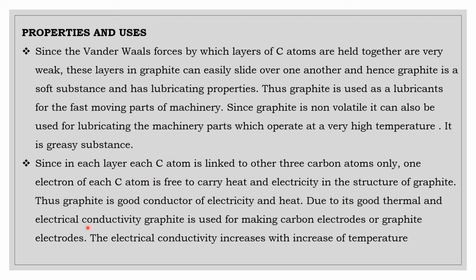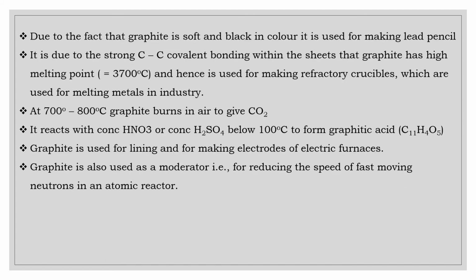Due to this electrical and thermal conductivity, graphite is used in making carbon electrodes, or graphite electrodes. Graphite is very soft and black in color, and hence it is used in the manufacture of lead pencils. It is due to the strong covalent bonding within the sheets that graphite has a high melting point, and hence it is used in the manufacture of refractory crucibles which are used for melting metals in the industries.